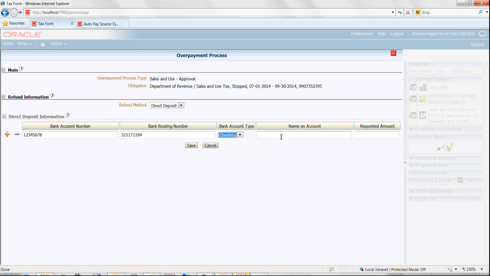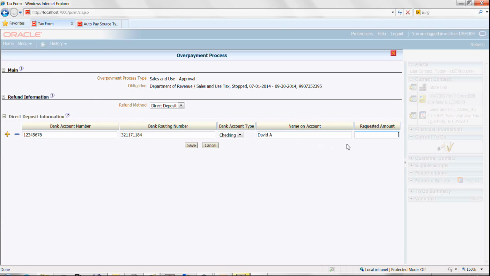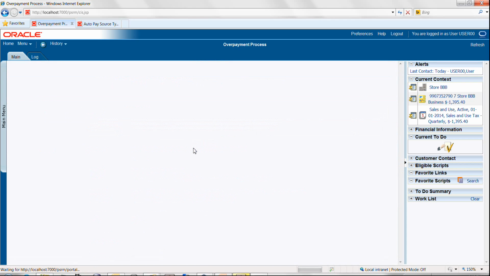I'm going to do a checking account. I'm going to put my name in, initials, and the requested amount, remember it was 1,300. I'm going to actually not ask for the total amount back. I just want 1,200 back by direct deposit. So I can save that, and it creates an overpayment process.